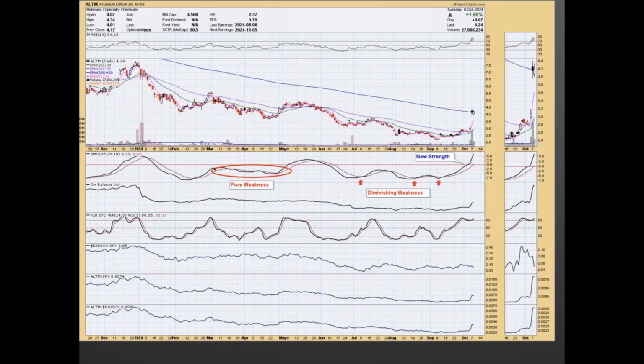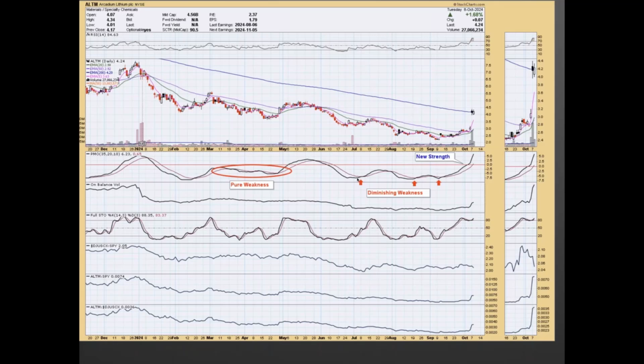All right, so here's a PMO flat below the zero line. That is a sign of pure weakness. And sure enough, that's what we were seeing here. Now, over here, we started to get buy signals, all right? But they didn't really turn into much of anything. That's because they're well below the zero line.